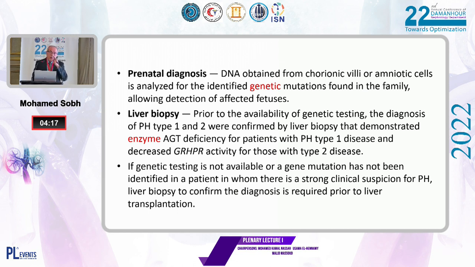Now we come to the role of liver biopsy, which was the main tool in the past. Does it still have a role now? Yes. Prior to the availability of genetic testing, the diagnosis of primary hyperoxaluria type 1 and 2 was confirmed by liver biopsy that demonstrated enzyme deficiency, either AGT or glyoxylate hydroxypyruvate reductase enzyme. If genetic testing is not available or a gene mutation has not been identified in a patient in whom there is strong clinical suspicion for primary hyperoxaluria, liver biopsy to confirm diagnosis is required prior to liver transplantation. Good.